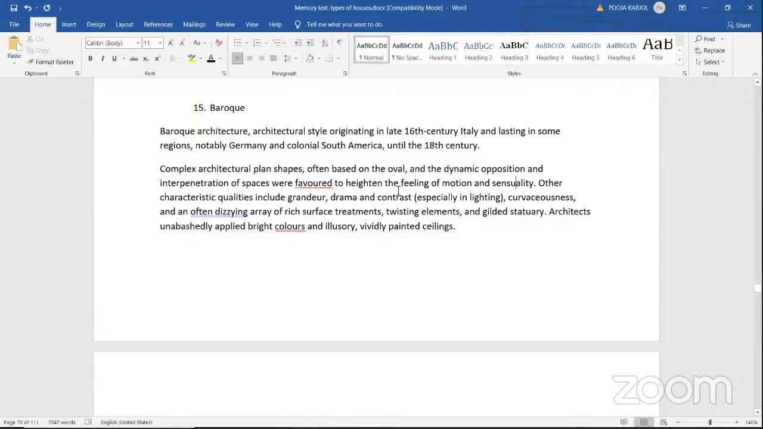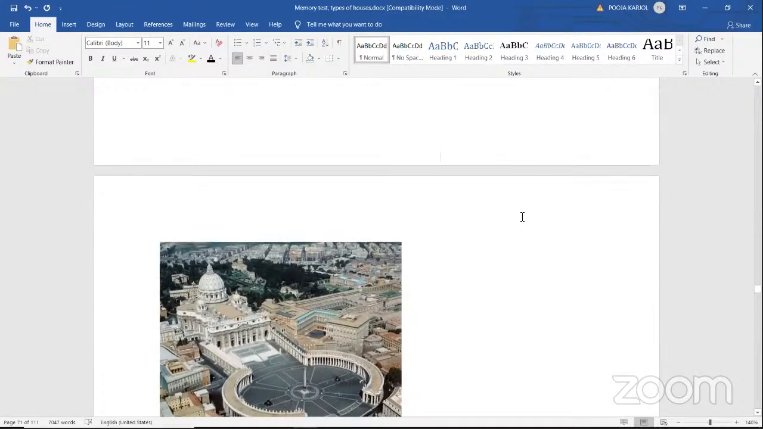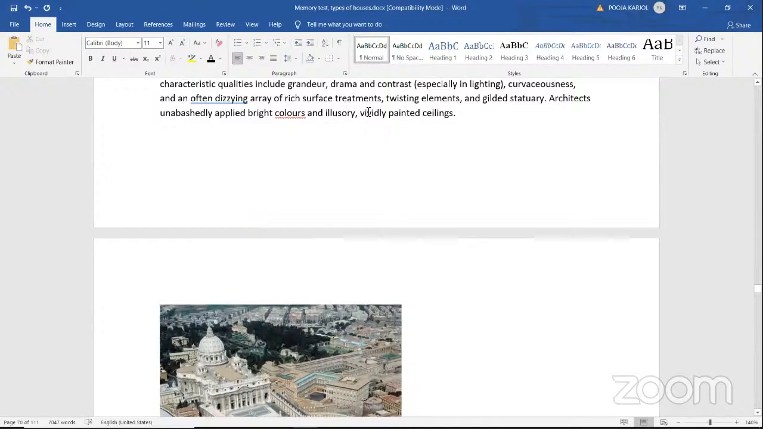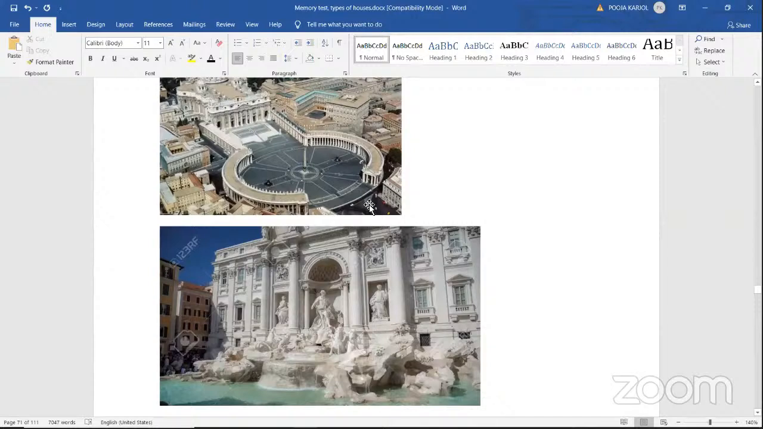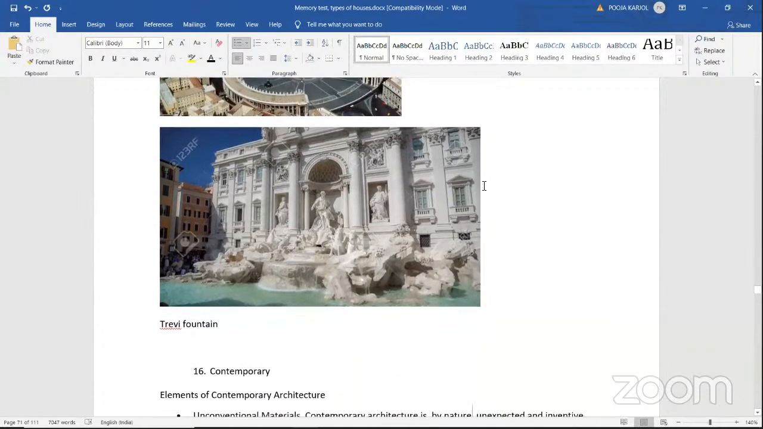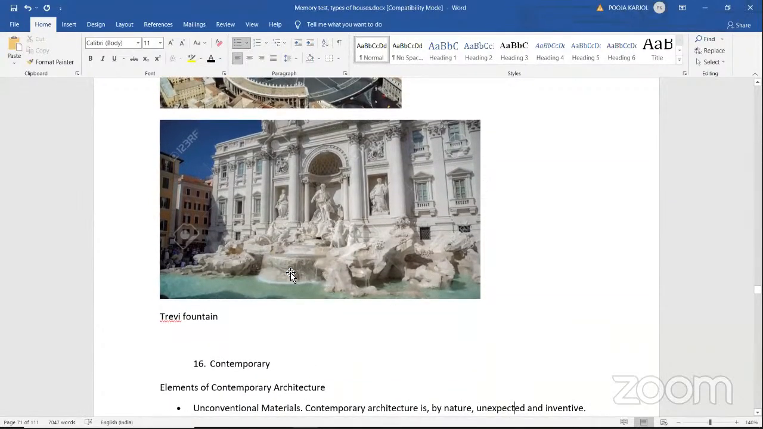It includes grandeur, drama, and contrast, especially in lighting. Okay, a dizzying array of rich surface treatments. It may be color, pattern, design, whatever. Twisting elements and gilded statuary. Architects unabashedly apply bright colors and illusionary, vividly painted ceilings. Yes, we saw it yesterday, the Saint Basilica. It's very dramatic, as you can see.